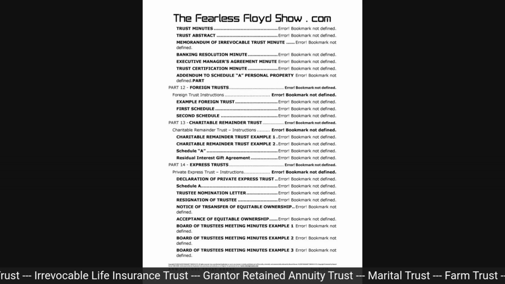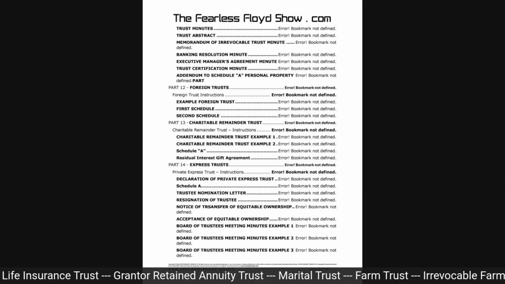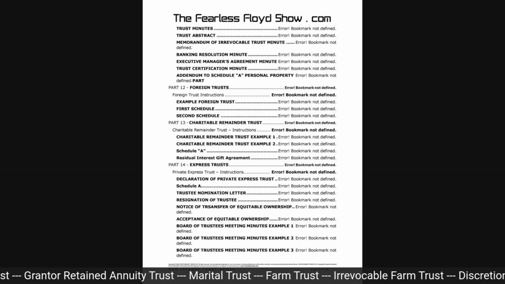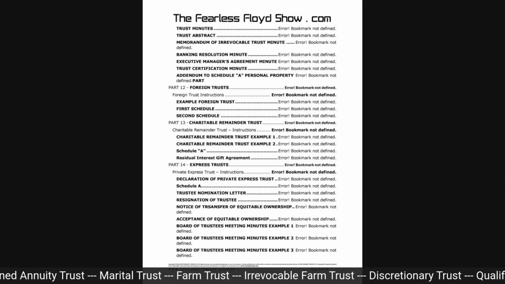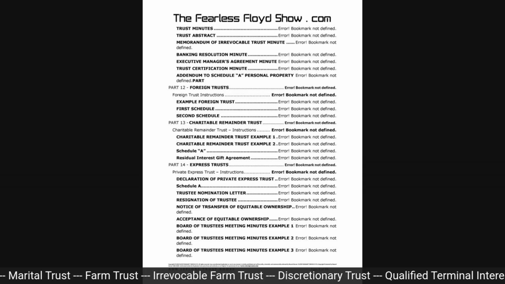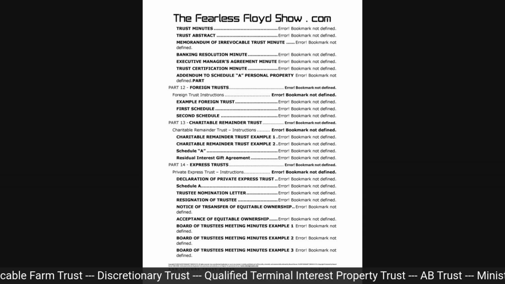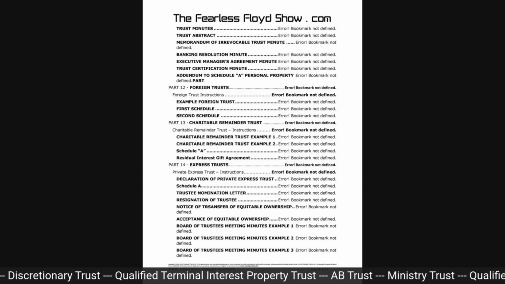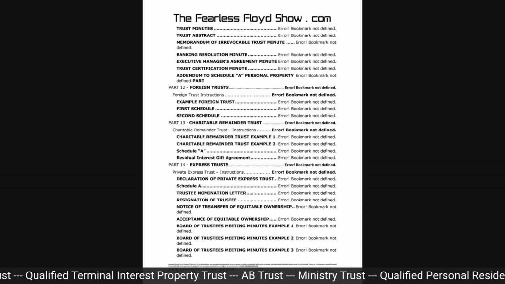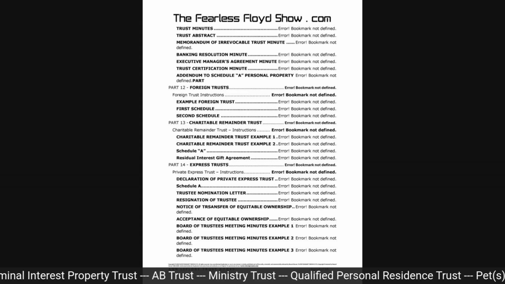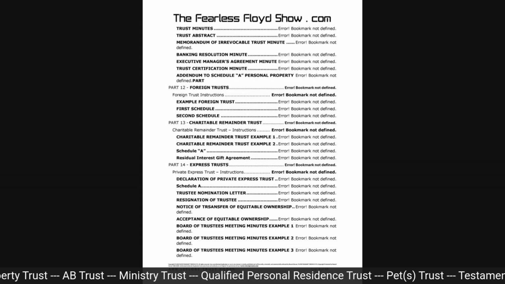memorandum of irrevocable trust minutes, banking resolution minutes, executive manager's agreement minutes, trust certification minutes, addendum to Schedule A, personal property. Part 12, foreign trusts. Example of a foreign trust, first schedule, second schedule. Part 13, charitable remainder trust. Charitable remainder trust examples 1 and 2, Schedule A, residual interest gift agreement.